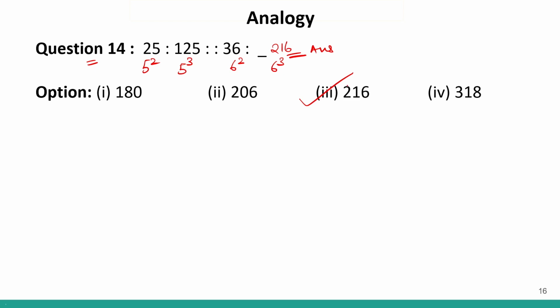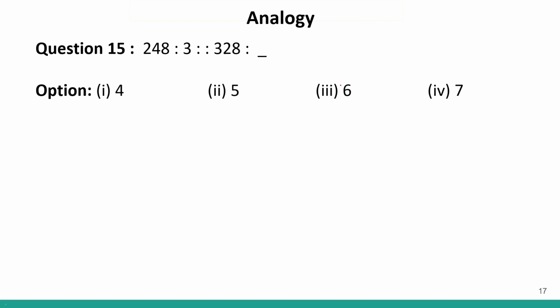Okay? Moving forward to question number 15. Huge jumps. So, I am assuming this is division or multiplication. 24 8, 3 and 32 8 and we have to find. So, the first step would be to find the relationship in the first element and the second step would be to find the missing element in the second pair. Correct? This is how you solve analogy.